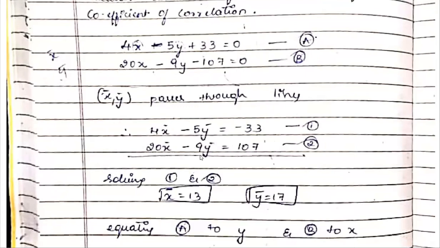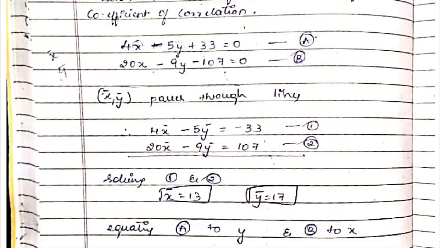Just go to equation mode. In that you have to select the linear form, which is ax plus by equals c. Select that option and enter the coefficients. The coefficients are 4, minus 5 and minus 33. The calculator will ask you A1, B1 and C1 values. Enter A1 as 4, B1 as minus 5, C1 as minus 33. And then it will ask you A2, B2, C2. Enter A2 as 20, B2 as minus 9, C2 as 107. Once you enter this, press equals, and the calculator will display the answers of the variables.